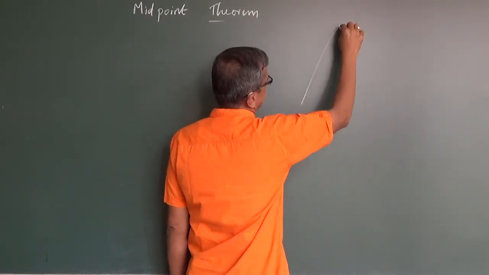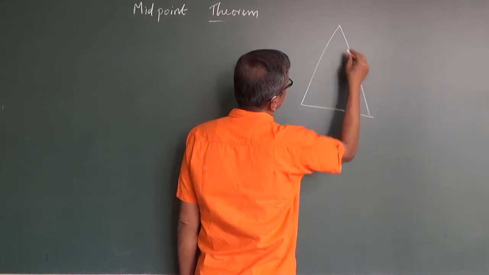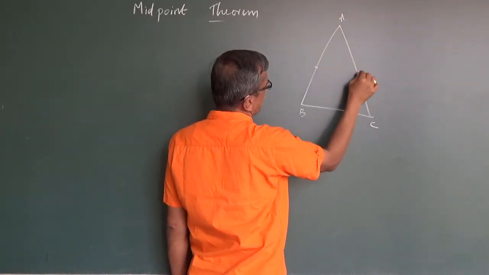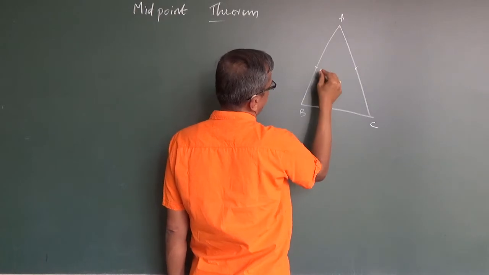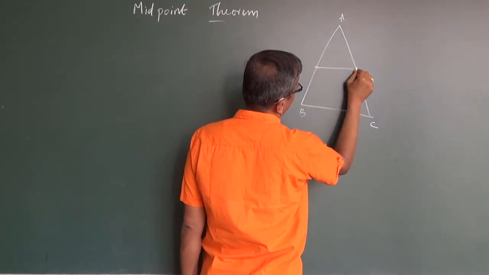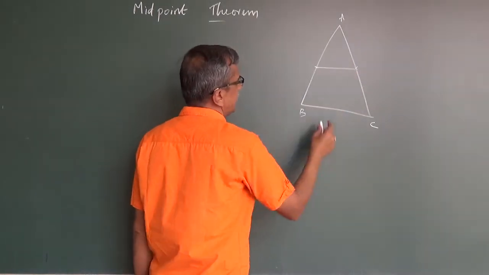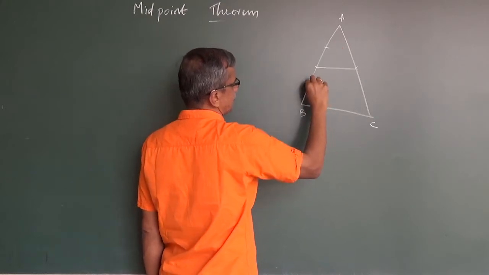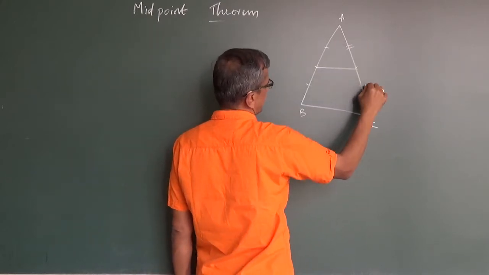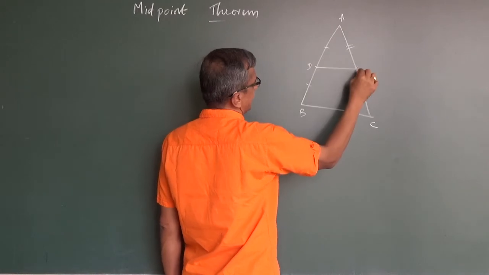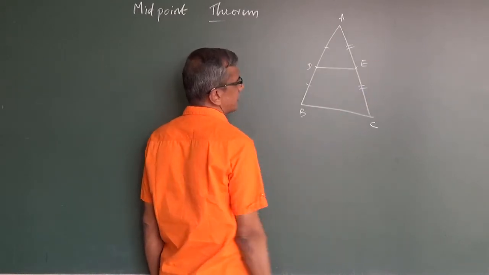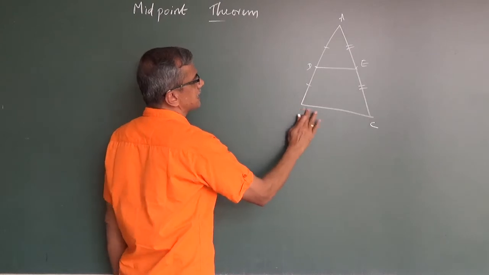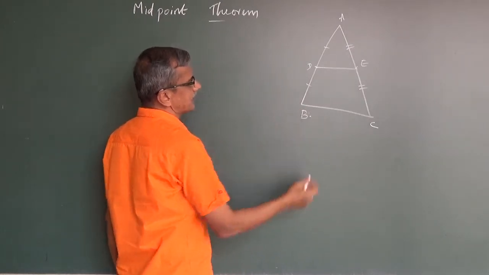that is, in a triangle, if I join the midpoints of two sides, it will be parallel to the third side. So these two are equal and these two are equal. D and E are the midpoints of the two sides. Then DE will be parallel to BC. So this is what the midpoint theorem says.